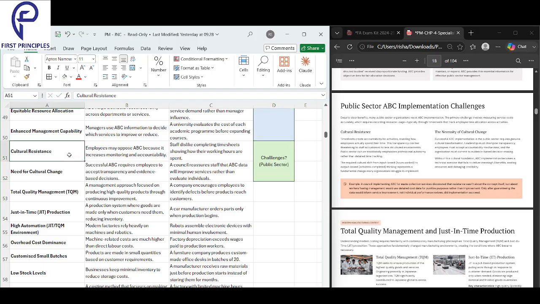Okay, let's look into the challenges here. First of all, employees may oppose ABC because it increases monitoring and it increases accountability. Next, successful ABC requires employees to accept transparency and evidence-based decisions. These are the reasons why it's not easy.